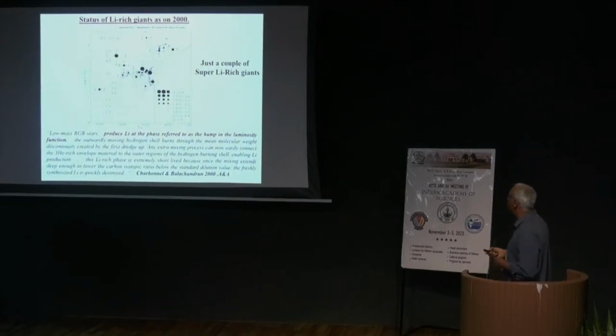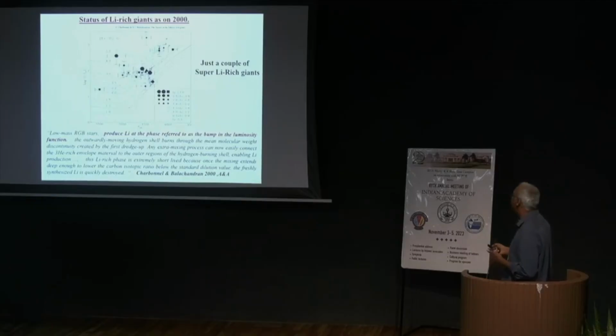So there was a review 20 years ago, and they collected various cases from the literature, and had something like 2 of them. Again, they are very near the bump where extra mixing is happening, which is depleting the lithium. So just a couple of super lithium-rich stars, and then a lot of theoretical models came up about how you can produce lithium during the luminosity bump.